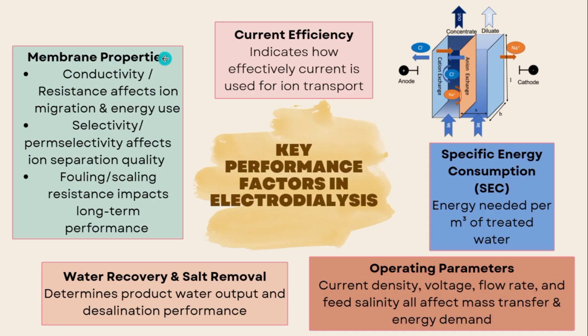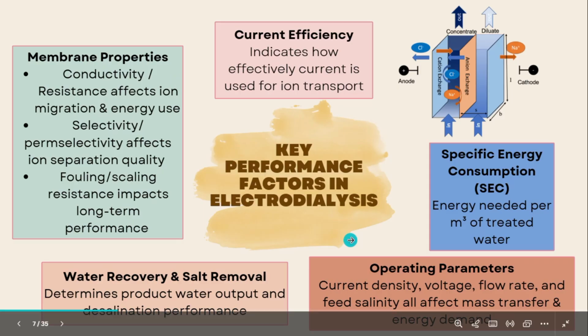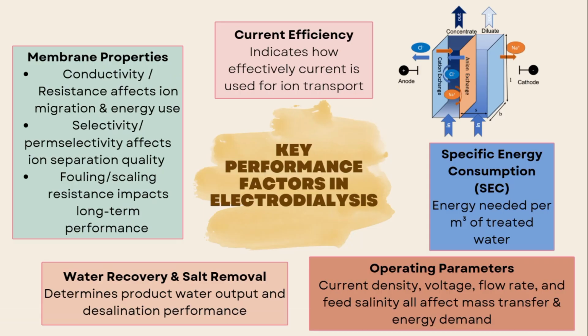Then we have the membrane properties, where conductivity or resistance affects ion migration and energy use. Next is selectivity. Selectivity and permselectivity affect ion separation quality. We also have fouling and scaling resistance, which impacts the long-term performance of a membrane. And finally, we have operating factors such as current density, voltage, flow rate, and feed salinity, which all affect mass transfer and energy demands. This influences how much salt is removed and how much energy the system needs.